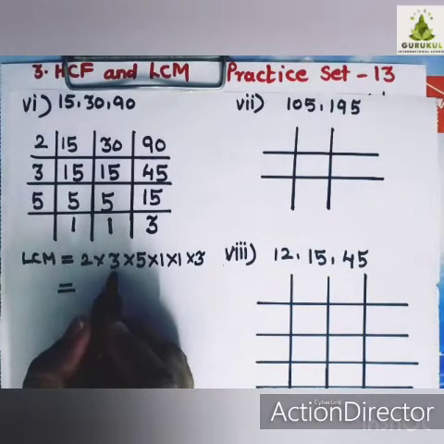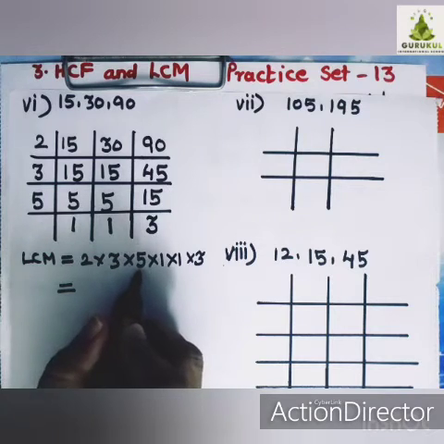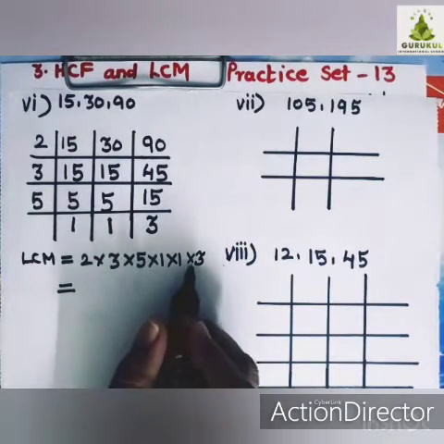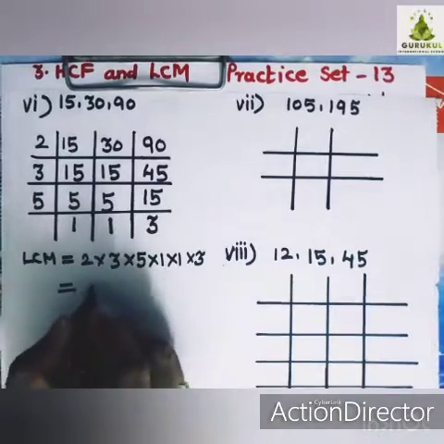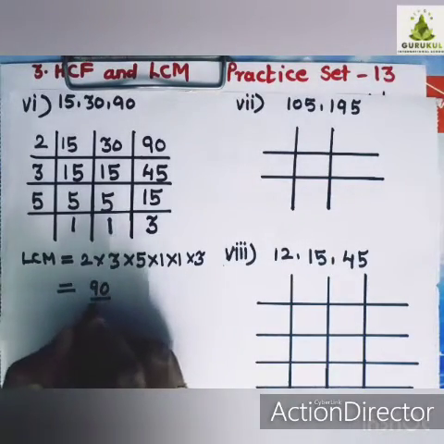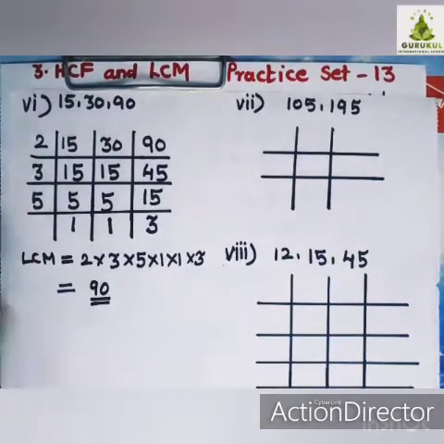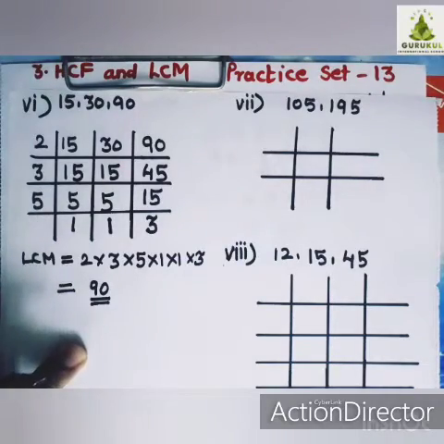Do the multiplication. 2 3s are 6. 6 5s are 30. 1 3s are 30. Okay, and 3 3s are 90. So the answer we get is 90. LCM for these three numbers is 90.